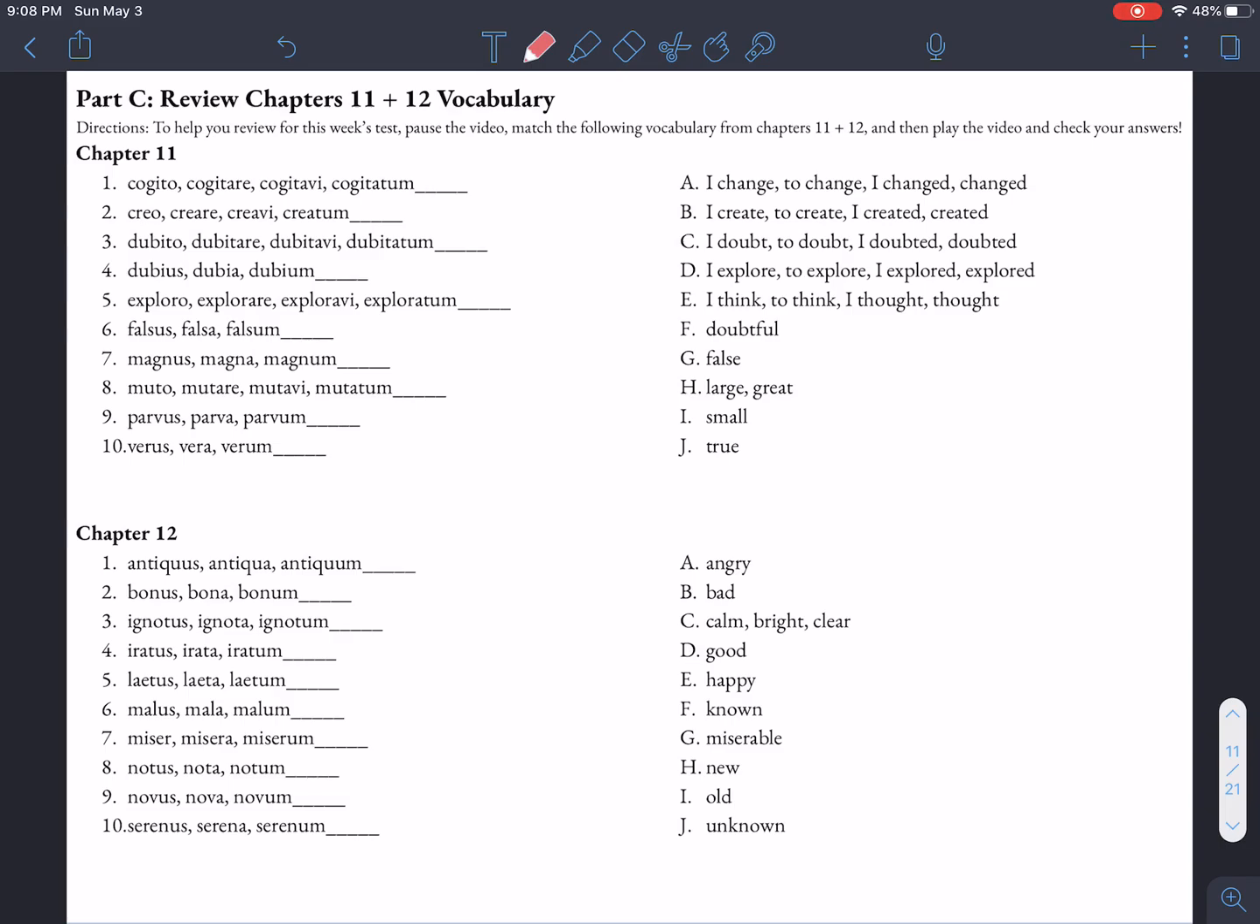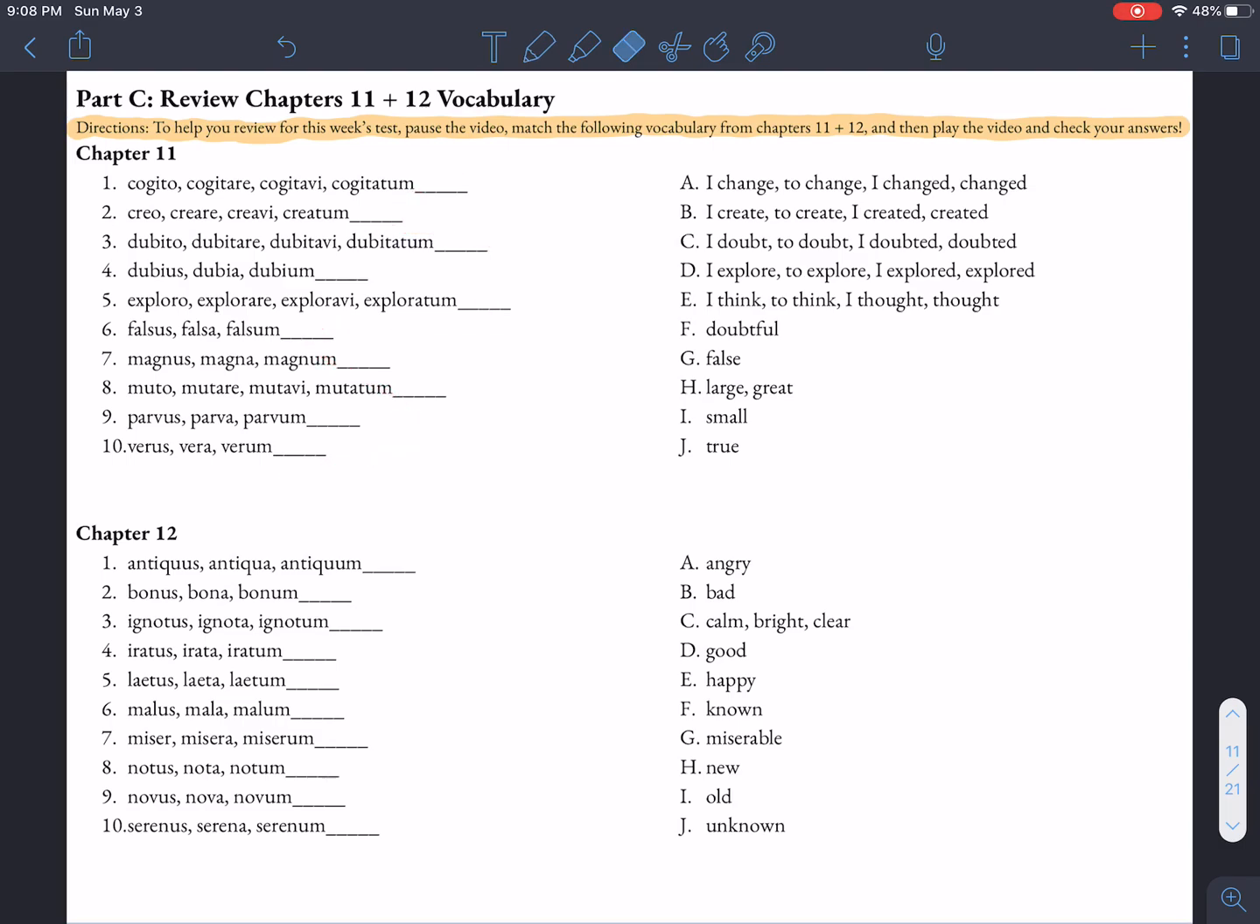So what I'd like you to do is read the directions, shall we? Because remember, directions might save your life one day. To help you review for this week's test, pause the video, match the following vocabulary from chapters 11 and 12, and then play the video and check your answers. So I'd like for you to pause the video now and go through and match. Write the answers in these spaces here.